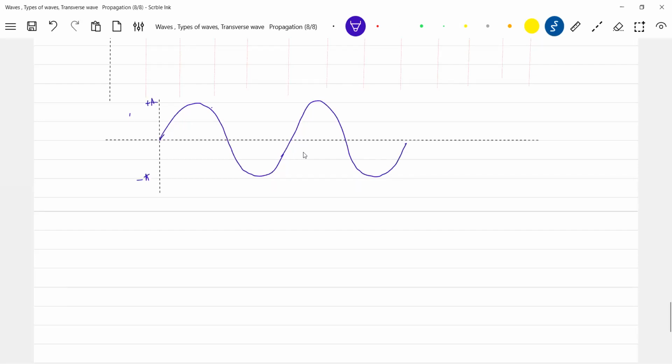Plus A, minus A on Y. This is T, T by 4, T by 2, 3T by 4, T, 5T by 4, 3T by 2, 7T by 4, and this will be 2T, no?